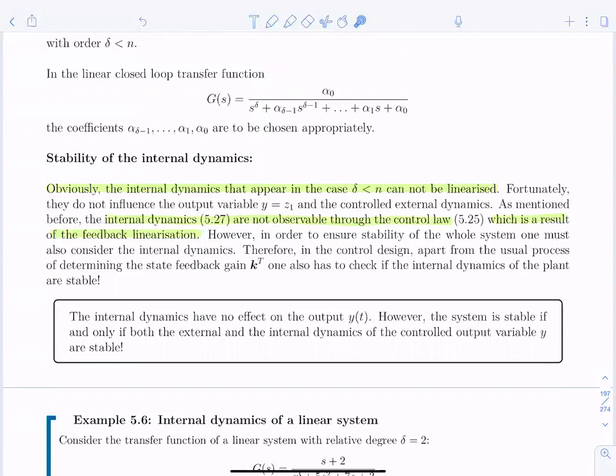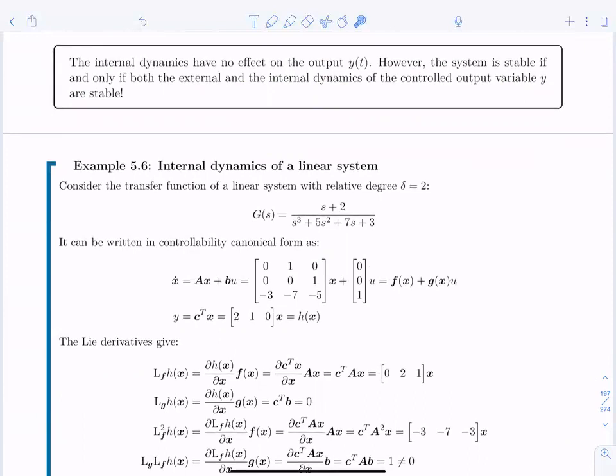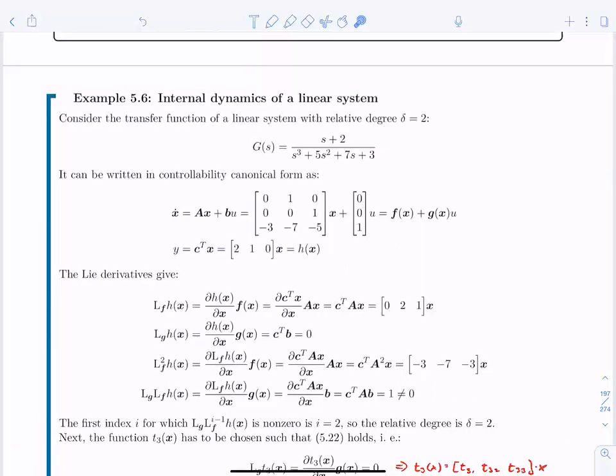So let's start with a simple example and an examination of the internal dynamics of a linear system, okay? We're treating nonlinear systems in this chapter, but I thought it would be a nice idea to start with a linear system, because this is going to give you the aha effect. It's probably going to ring some bell, okay? So this is a transfer function, okay?